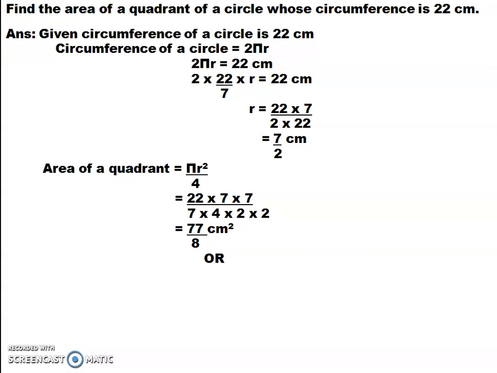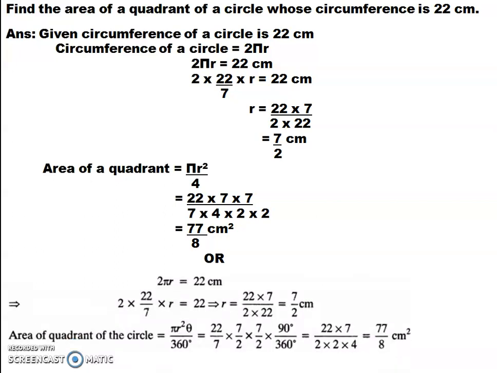Students, you can do the same question in another way. Can you tell me what will be the angle of the sector if the circle is divided into 4 equal parts? If a circle is divided into 4 equal parts, what will be the angle of each sector? The angle of each sector will be 90 degree. Okay, what is the angle of the sector? 90 degree. So the angle of a quadrant is 90 degree.